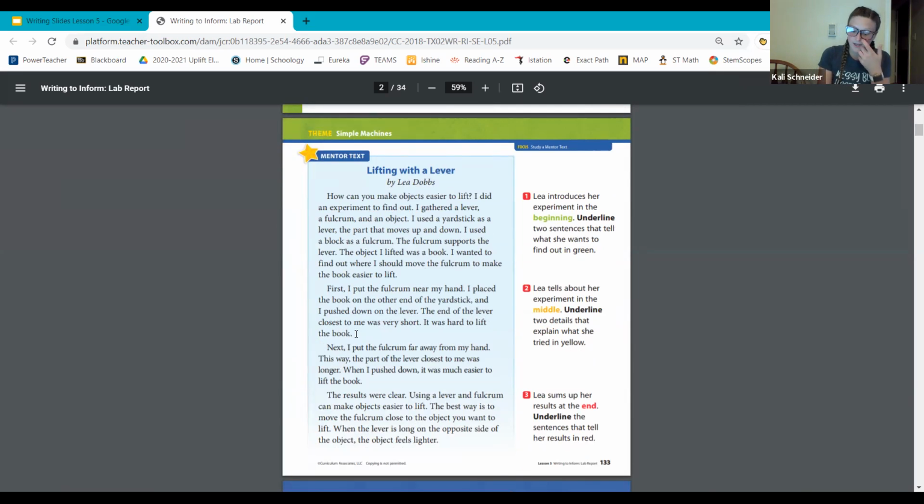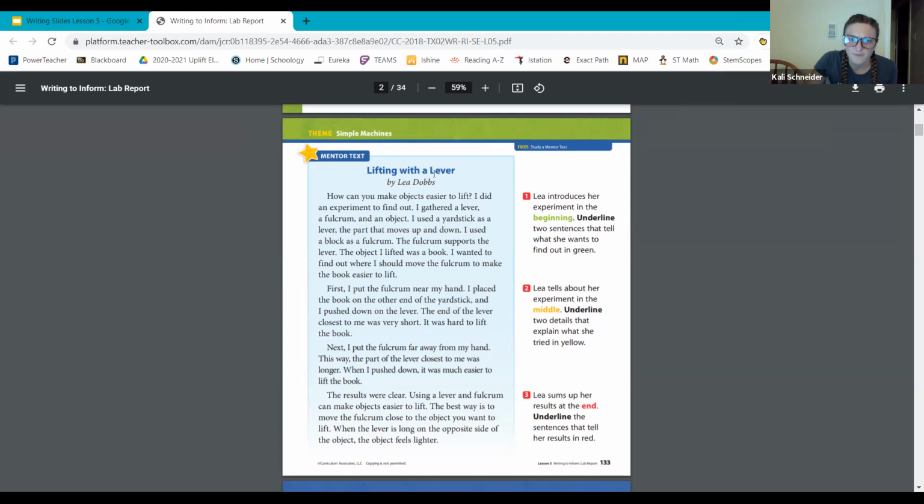The first time we read this mentor text, we're going to read it as a reader. We're going to read it to understand what it's all about. I just want you to think about, what do you understand by the end of this? And then we're going to go back and annotate for the beginning, middle, and end. So just think about reading it as a reader first. Follow along as I read.